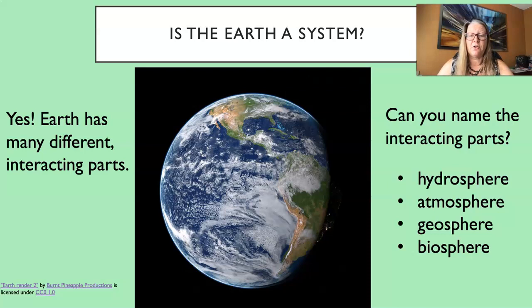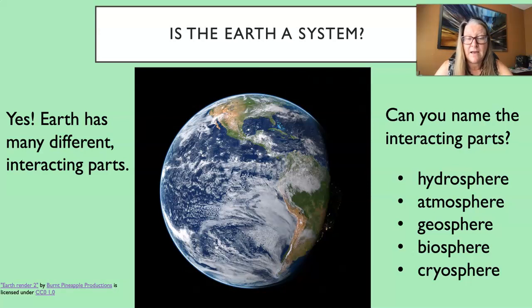Scientists often categorize the ice on Earth as the cryosphere. This would be the glaciers and the ice sheets. And all of these interact. They don't just work in isolation. For example, which one of these spheres do you think of when I say the climate is getting warmer?